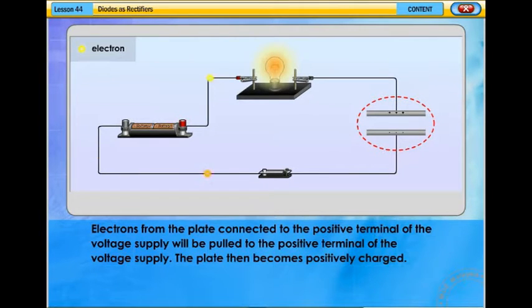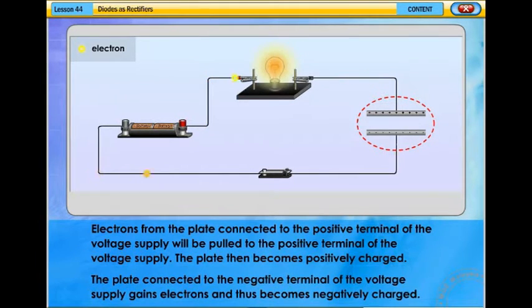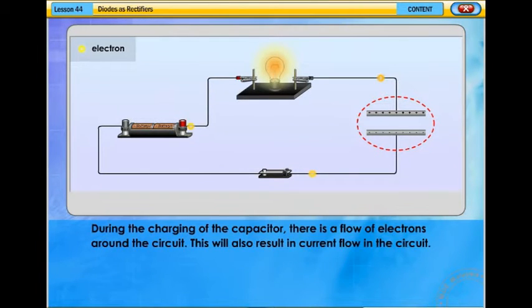Electrons from the plate connected to the positive terminal of the voltage supply will be pulled to the positive terminal of the voltage supply. The plate then becomes positively charged. The plate connected to the negative terminal of the voltage supply gains electrons and thus becomes negatively charged. During the charging of the capacitor, there is a flow of electrons around the circuit. This will also result in current flow in the circuit.